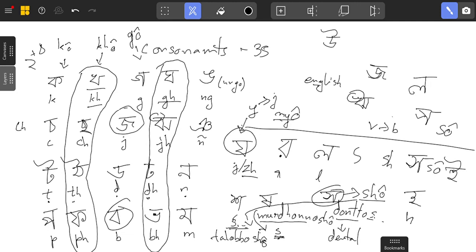Let's revise. Ka, repeat after me. Ka, kha, ga, gha, nga, cha, cha, ja, jha, nya, ta, tha, da, dha, na, pa, pha, ba, bha, ma, ja, ra, la, sha, sha, sa, ha. That's all.